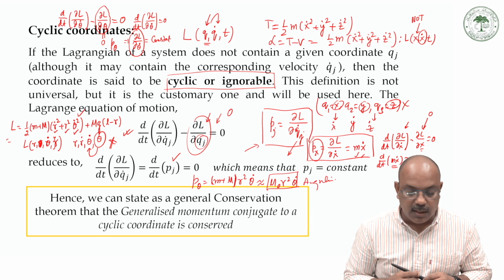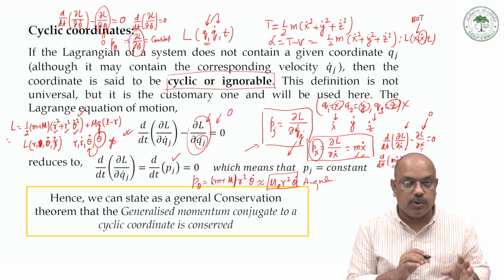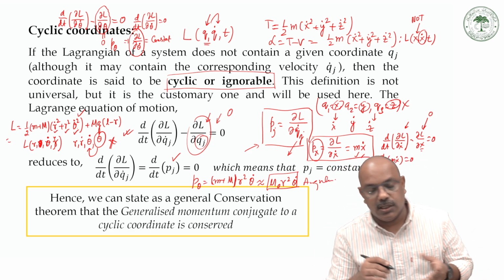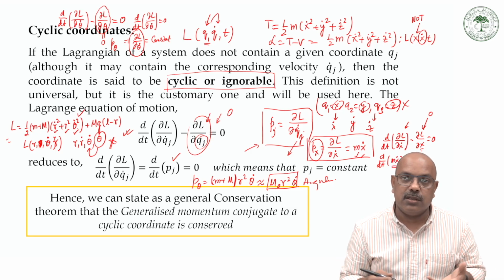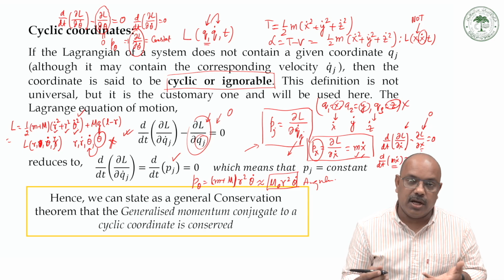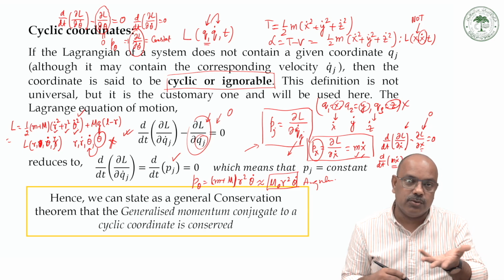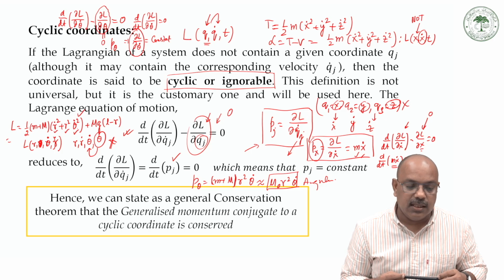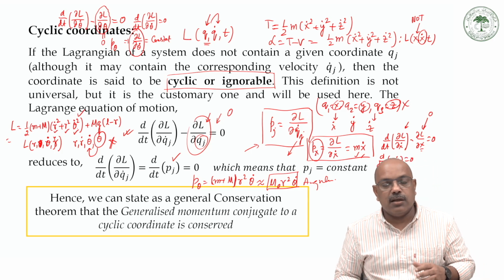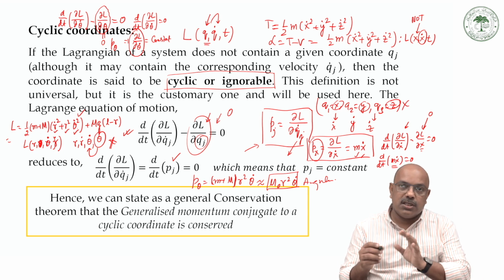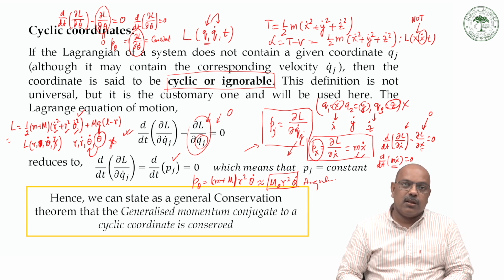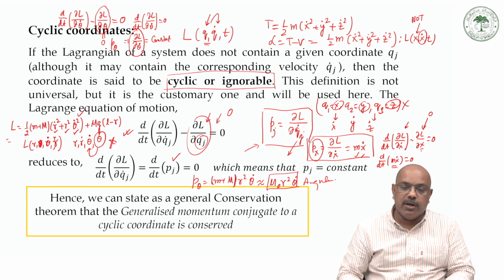Okay, so I hope you understand the concept of conjugate momenta or generalized momenta and the cyclic coordinate. Conjugate momenta is simply the quantity which is the partial derivative of your Lagrangian with respect to the generalized velocity, and cyclic coordinates are those coordinates which are not present in the Lagrangian, but the corresponding generalized velocity is present, and the corresponding generalized momenta is going to be the conserved quantity.